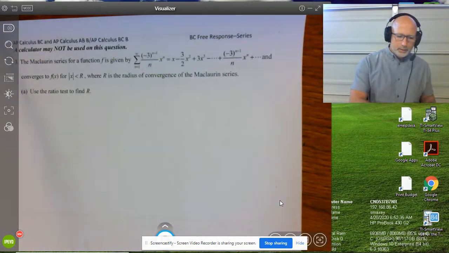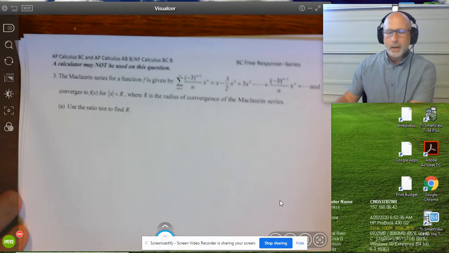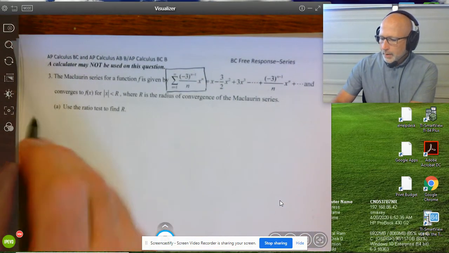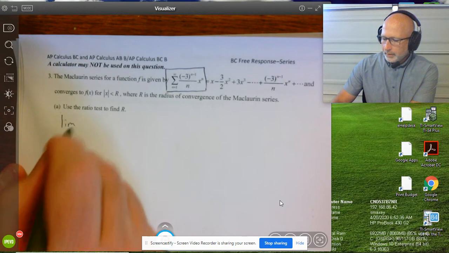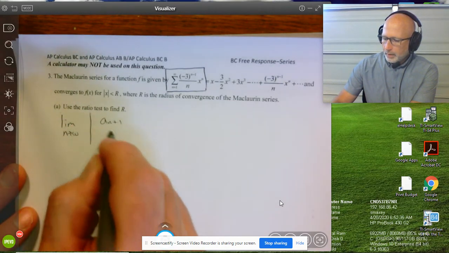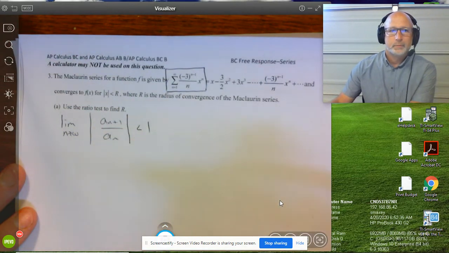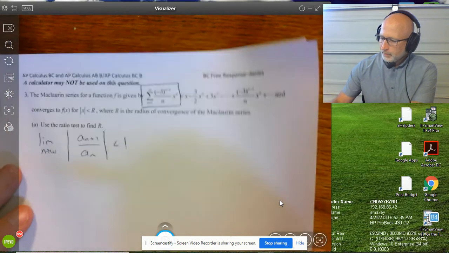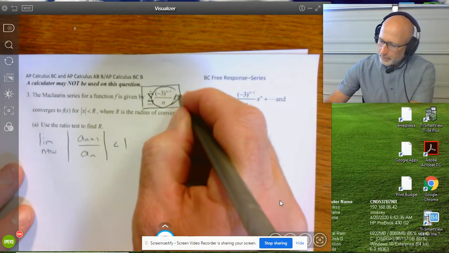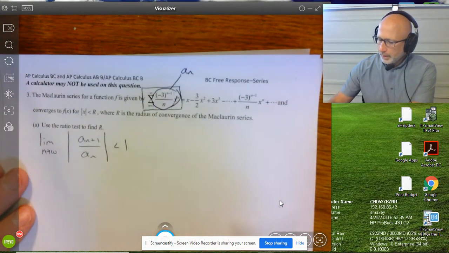Okay, on to 3. Use the ratio test. Here we are. So now here's my summation right here, and I have to use the ratio test. Now remember the ratio test. What I want to do is take the limit as n goes to infinity of a of n plus 1 all over a of n, and I want this to be less than 1. Okay, that's what I want to show. So this thing right here, put this in a circle, that's a of n. So a of n plus 1 is just plugging in n plus 1 there.